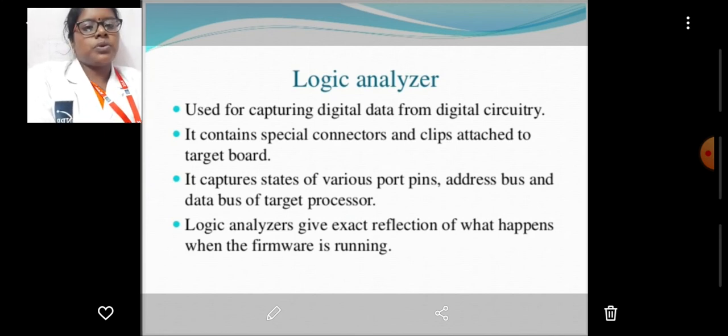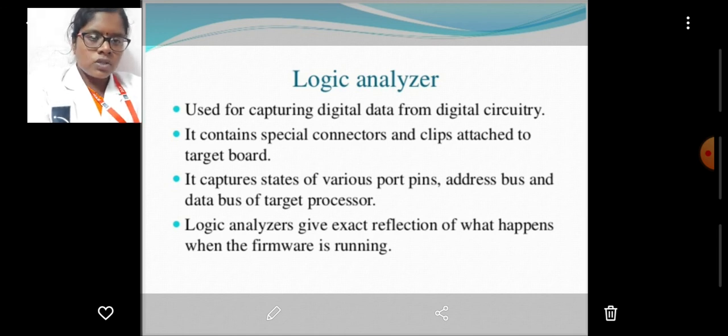A logic analyzer is used for capturing digital data from digital circuitry. It contains special connectors and clips attached to the target board. It captures states of various port pins, address bus and data bus of the target processor. Logic analysis gives exact reflections of what happens when the timer is running.